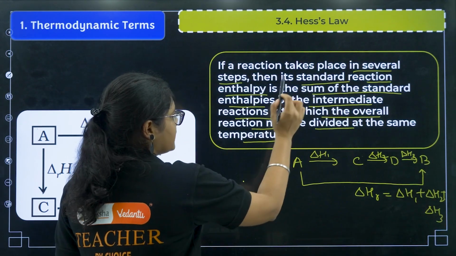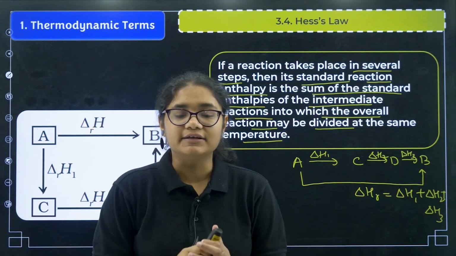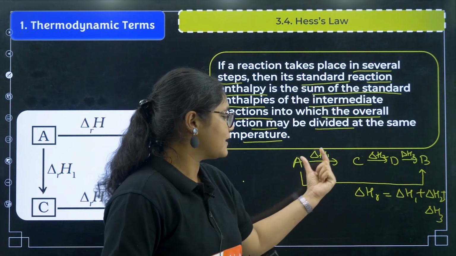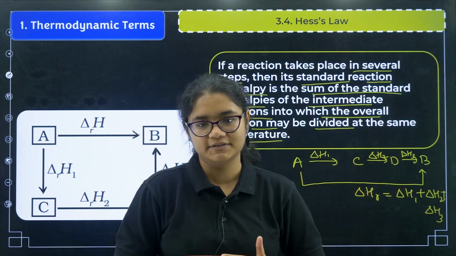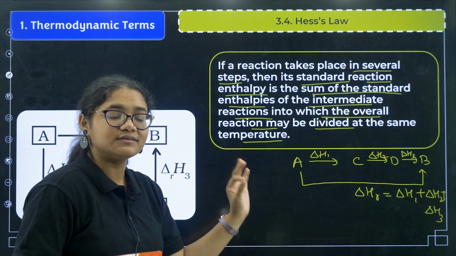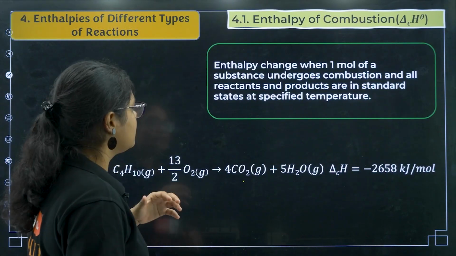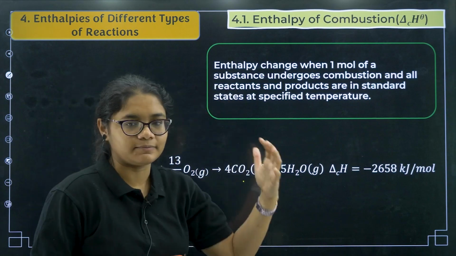Okay, so if a reaction takes place in multiple steps, the overall enthalpy of the reaction will be the sum of the enthalpies of the intermediate steps. Okay, this is very important and one of the most useful and frequently asked questions. Okay, so now you can see here the second topic we are going to cover, types of enthalpies of reactions.